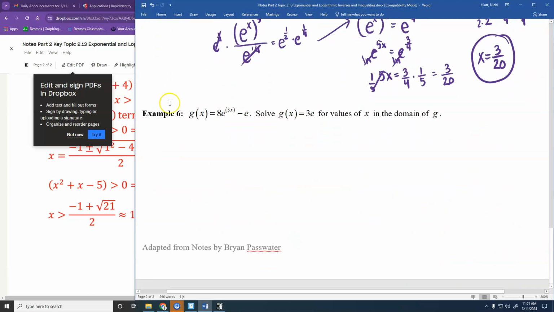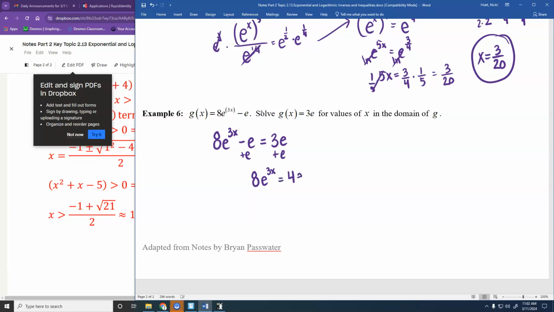All right, let's try this last one. So same deal right here. I'm going to have 8e to the 3x minus e equals 3e here. What would you guys do first? Add that e. So I've got 8e to the 3x equals 4e. What now? Divide by 8. Very good.